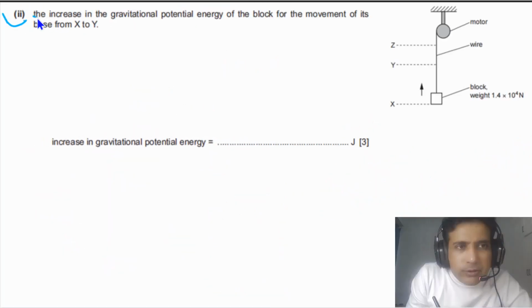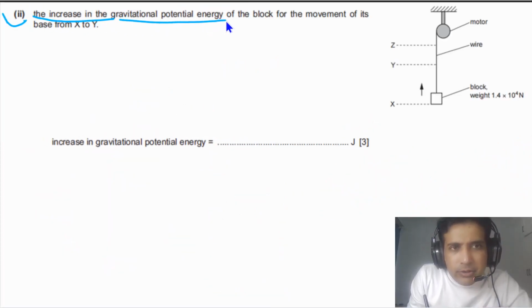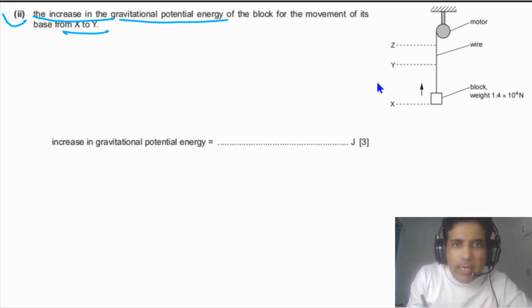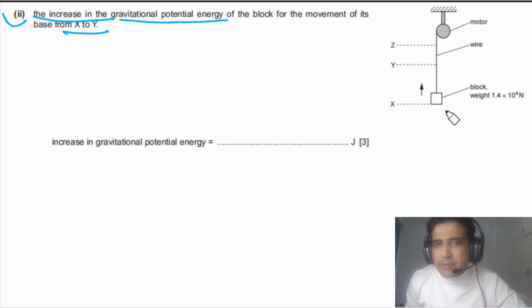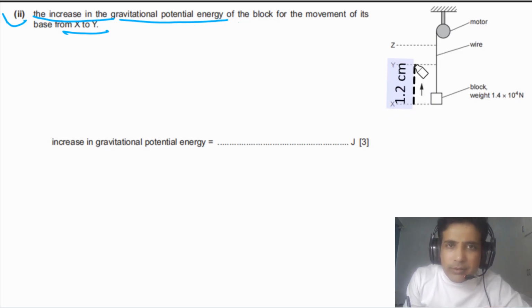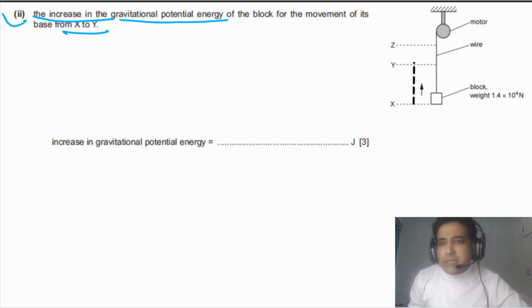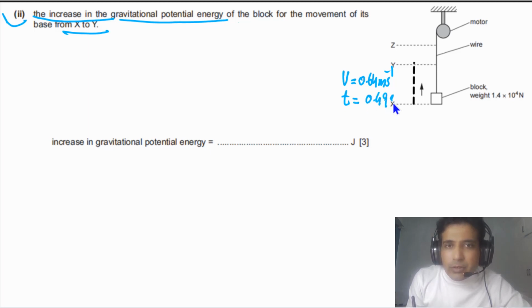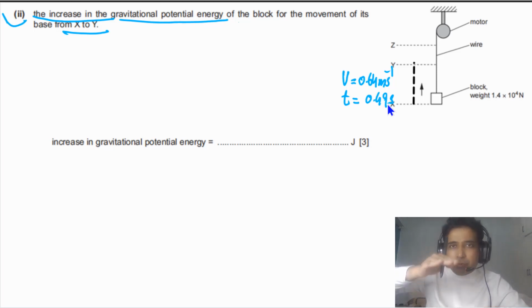For the second part, we need to calculate the increase in the gravitational potential energy of the block for the movement of its base from X to Y. Means when the block moves from X to Y, from here to here, what is the increase in gravitational potential energy of the block? It is given to us that when the block moves from X to Y, the speed of the block is 0.64 meters per second. And the time taken from X to Y is also given, that is equal to 0.49 seconds. And the block is moving at a constant speed.